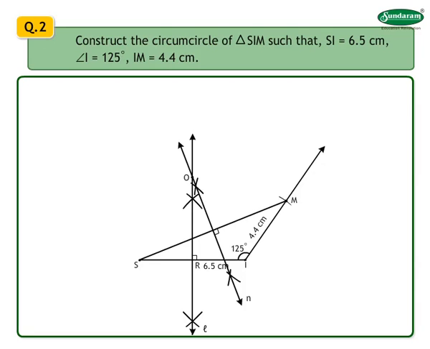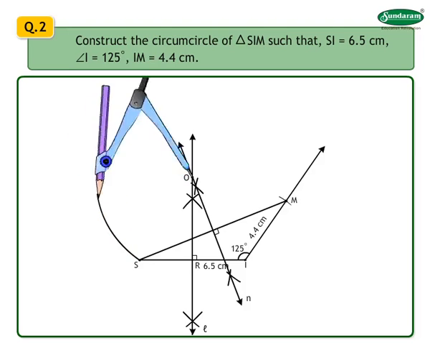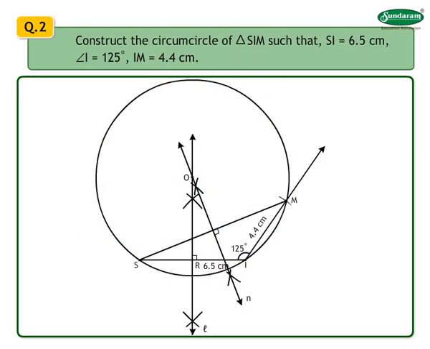Now take OS as radius and O as center. Draw a circle touching the vertices of the triangle SIM. This is the circumcircle of the triangle SIM.